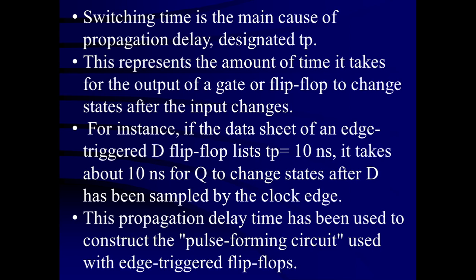This represents the amount of time it takes for the output of a gate or a flip-flop to change state after the input has been changed. For instance, if the data sheet of an edge-triggered D flip-flop lists that tP is equal to 10 nanoseconds, it takes at least 10 nanoseconds for Q to change state after D has been sampled by the clock edge. This propagation delay time has been used to construct the pulse forming circuits used with edge-triggered flip-flops that we have seen last semester. The positive pulse forming circuit and negative pulse forming circuit were prepared using the propagation delay time of NAND gate and AND gate, etc.